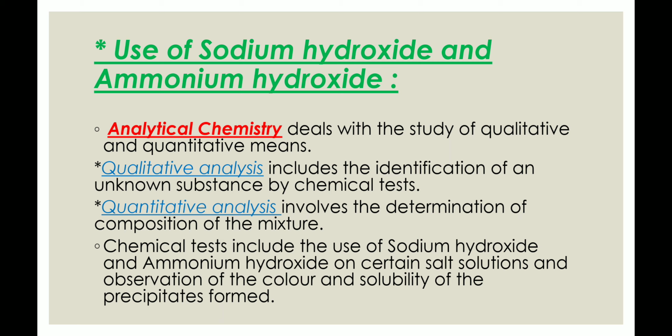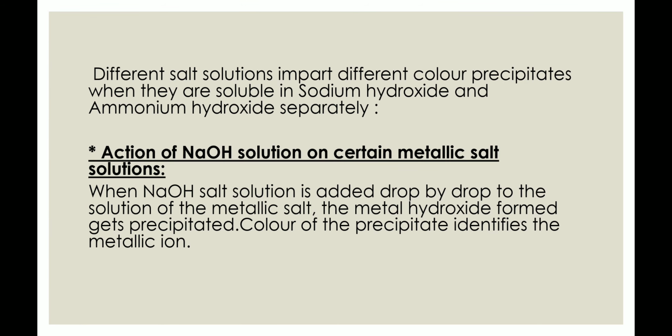The chemical tests include the use of sodium hydroxide and ammonium hydroxide on certain salt solutions and observation of the color and then solubility of the precipitates formed. Different salt solutions impart different color precipitates when they are soluble in sodium hydroxide and ammonium hydroxide separately.